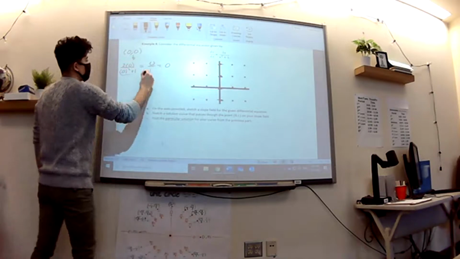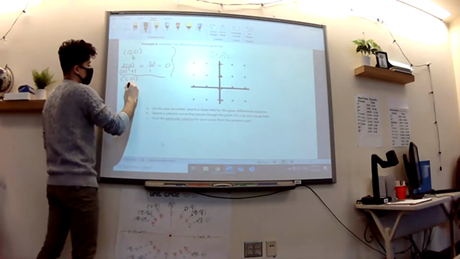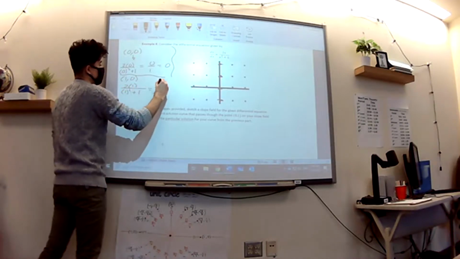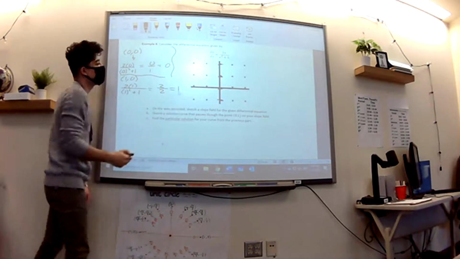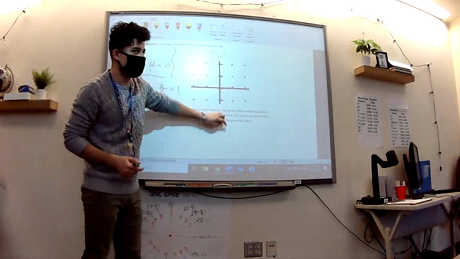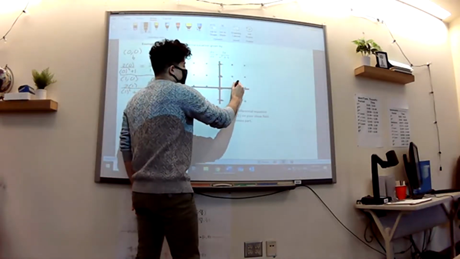At 1, 0, that would be 2 over 2, which is 1. So at 1, 0, it looks like I have a slope of 1. And anywhere along here, I'll have a slope of 1. So just estimate what a slope of 1 would look like and draw a little slice of that line.